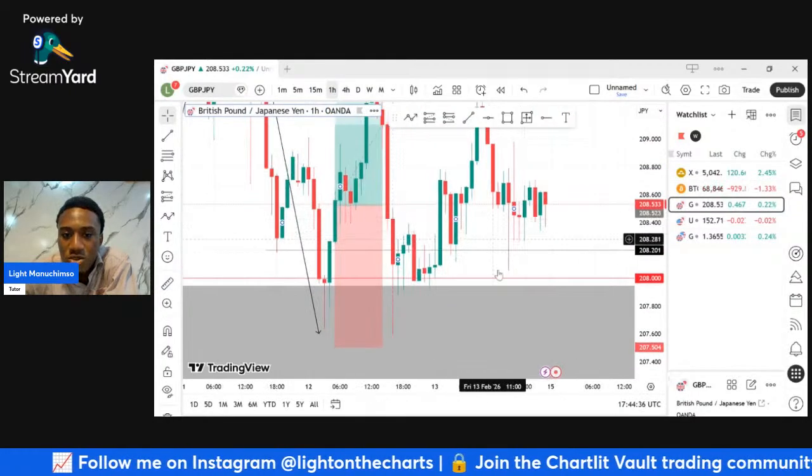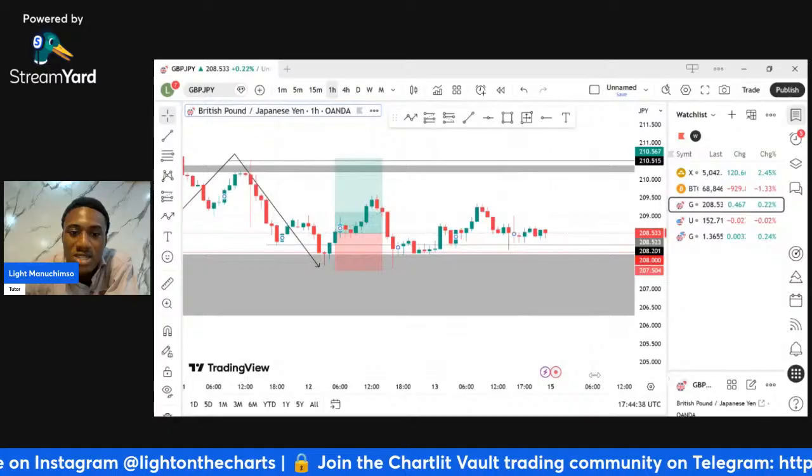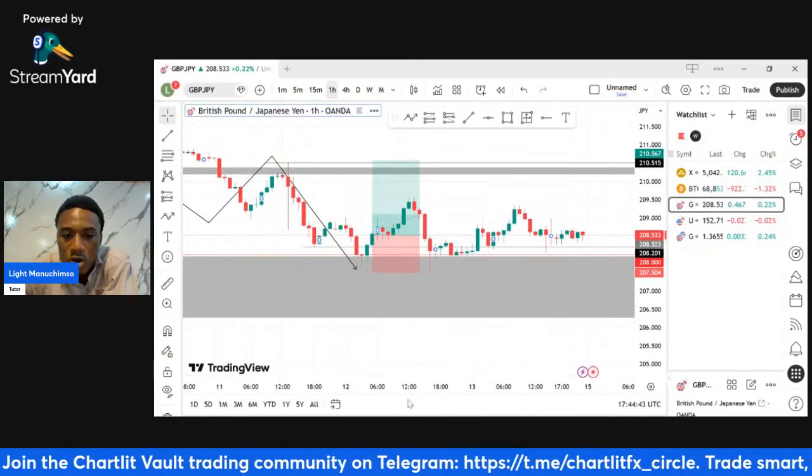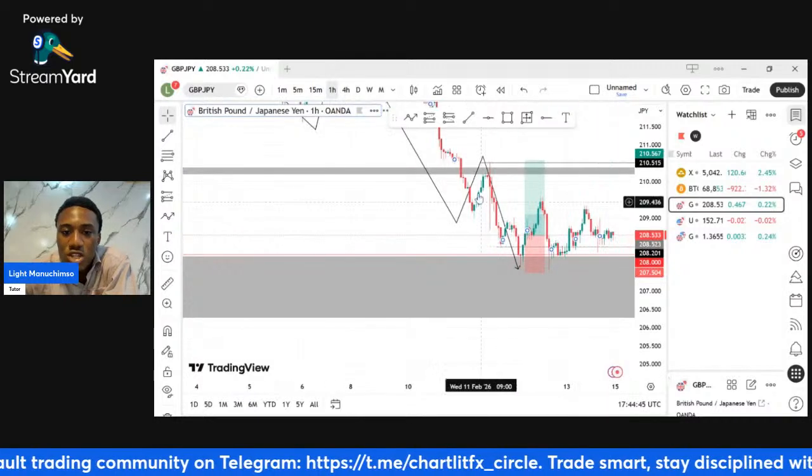You can see rejection candles. It means sellers are trying to force price down below this level, but buyers are refusing to push price down below. So that is what rejection candles are.